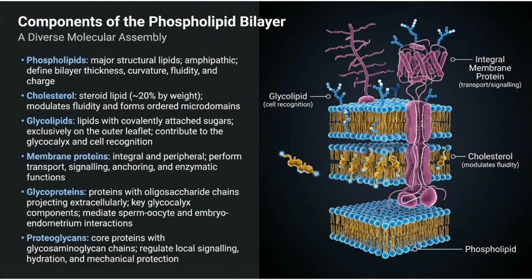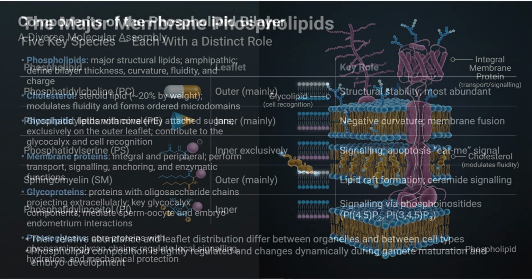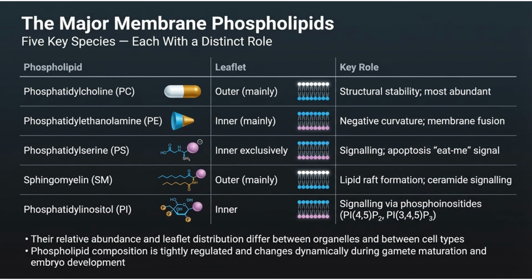Now let us focus our attention on the phospholipid species themselves, because understanding their individual characters is essential for clinical embryology. The 5 major membrane phospholipids are not interchangeable. Each has a distinctive molecular geometry, a preferred location in the bilayer, and a set of functions that makes it irreplaceable. Learning their individual personalities is one of the most important goals of this session.